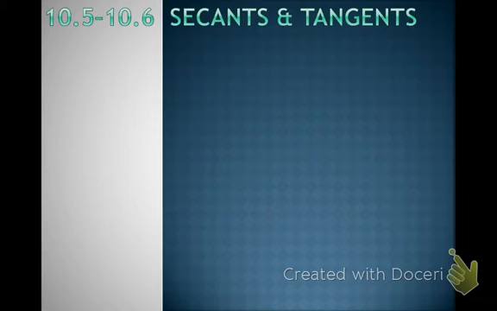Today we're going to talk about two sections in the book, 10.5 and 10.6. Your assignment's only going to happen kind of on one section, and I'll show you that at the end here. But I think you're going to enjoy this. It expands on last week's lesson and actually is relatively simple, I think, compared to what we've been working on recently. So this section focuses on what we call secants and tangents.